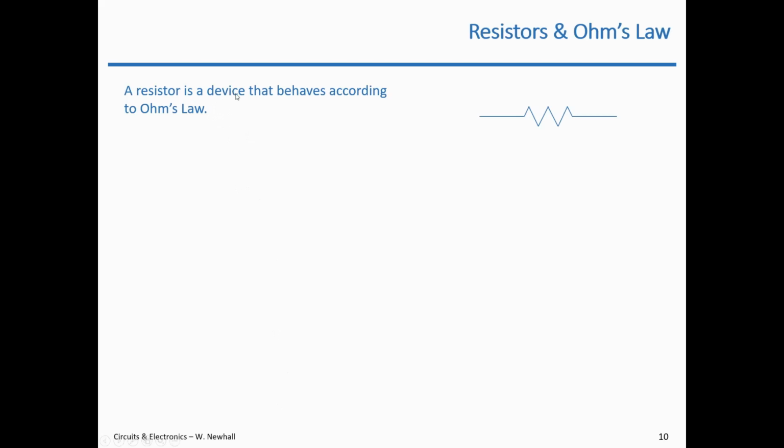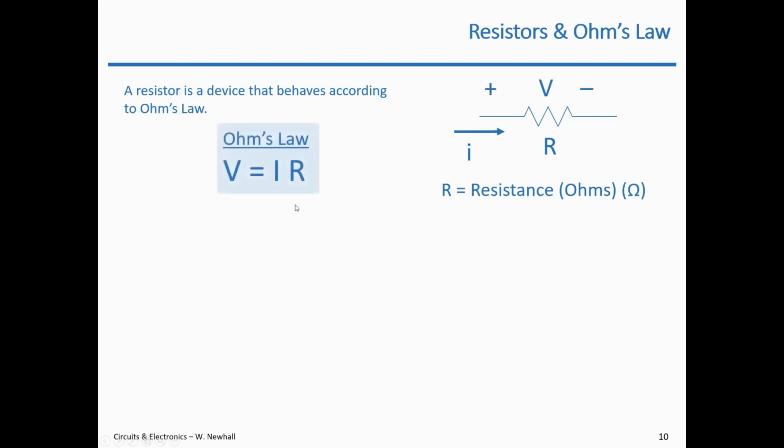So a resistor is any device that behaves according to Ohm's law, and Ohm's law, as you've probably seen before, relates voltage and current with a resistance. Okay, so R is resistance in ohms. So if you write your voltage with its reference polarity like this, positive on the left and negative on the right, and you draw the current into the positive side, that's really the important part. You write the reference direction for the current into the positive side of the voltage. That's what Ohm's law says.